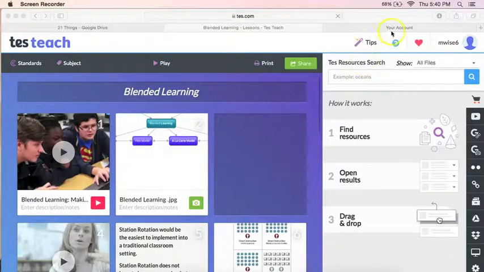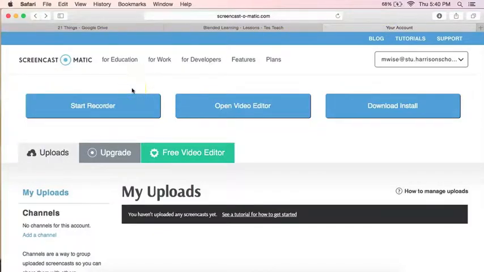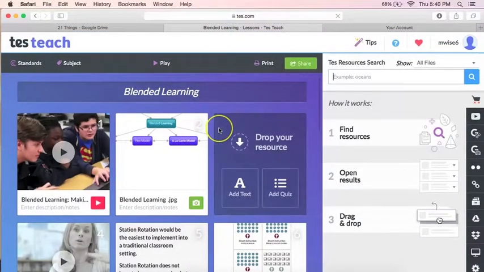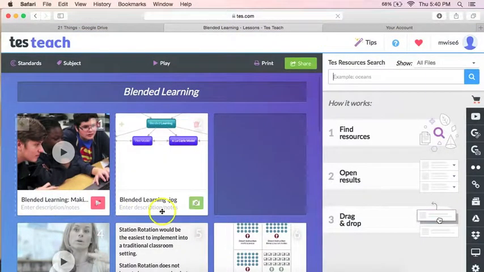So first I'm using Screencast-Matic to record this video, and I am using Blended Space to actually make a lesson. I'll talk a little bit more about these features and these resources and what they can do. But first I really want to nail down what blended learning is, and then we'll take the steps of how we can incorporate it into our classroom.